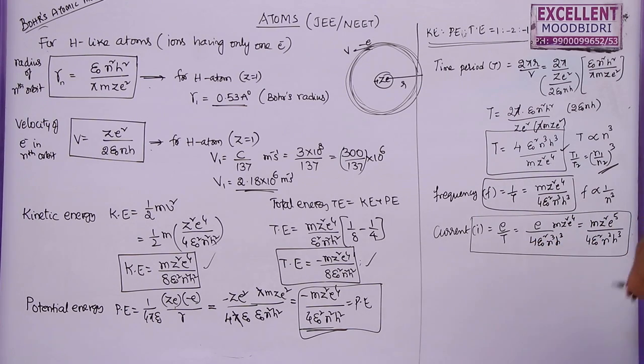So in which orbit is current more? If the orbit is given, then current is inversely proportional to n cube. So whenever n increases, current decreases.